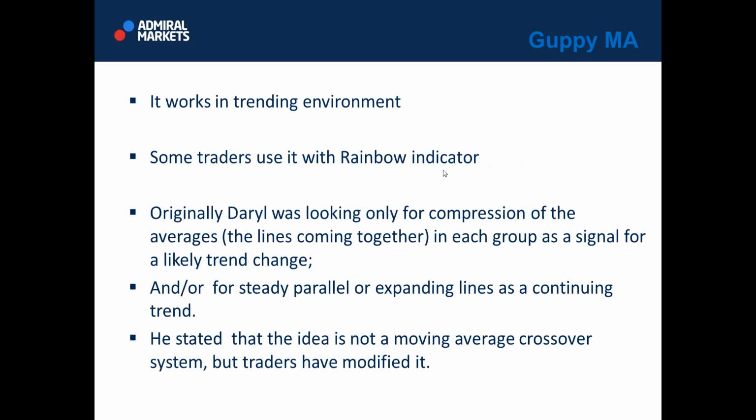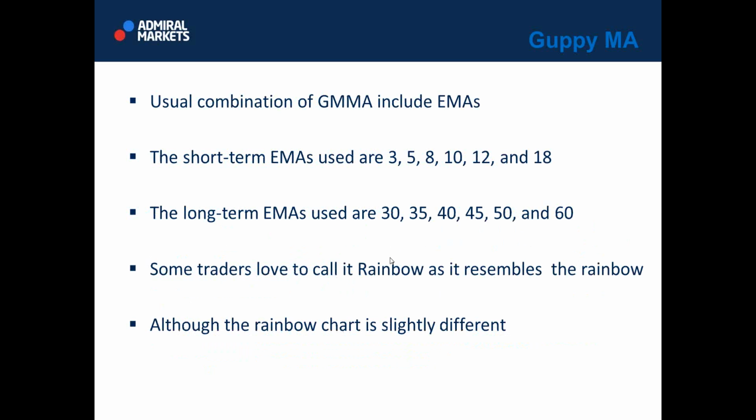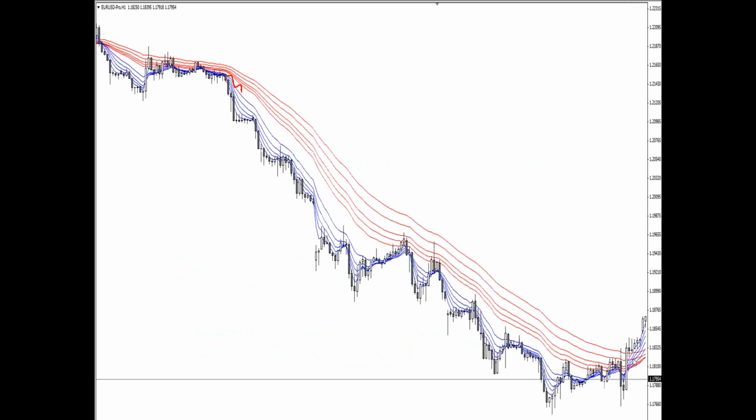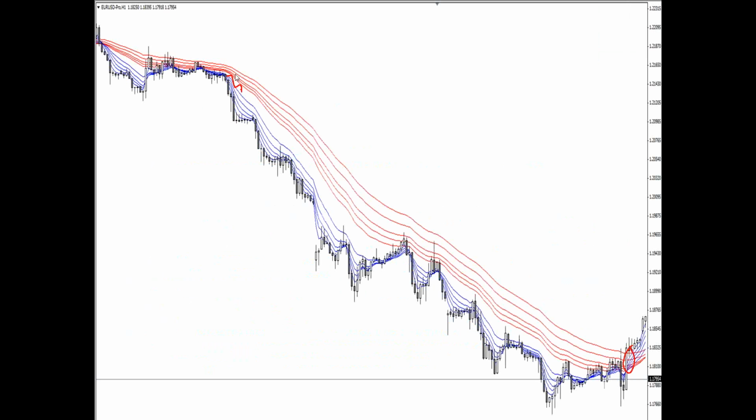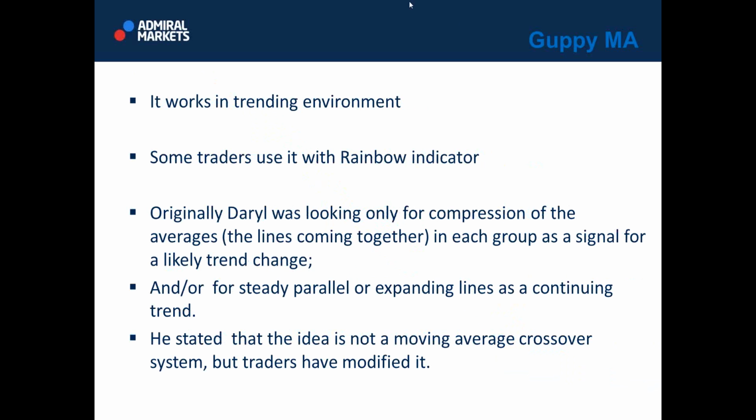Now, originally, Daryl Guppy was looking only for compression of the averages, the lines coming together in each group, as a signal for a likely trend change. So this is the compression of both fast and slow moving averages, and this could be the signal that the trend will change. Okay? So he was looking only for compression. He didn't look for anything other than that. Now, and/or for steady parallel or expanding lines as a continuing trend. So these are expanding lines here and the parallel lines which reflect the continuing trend.